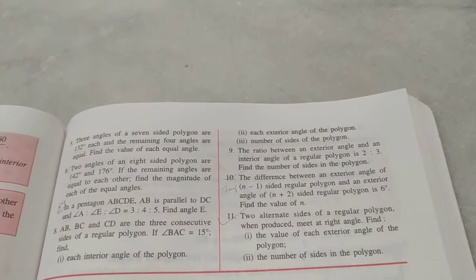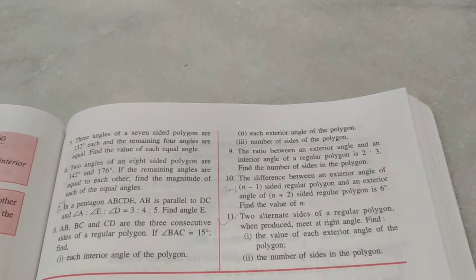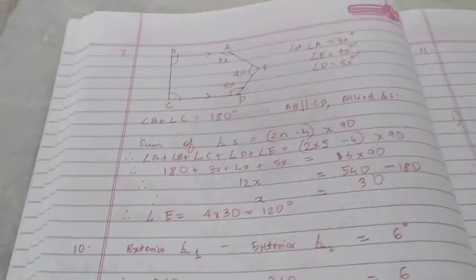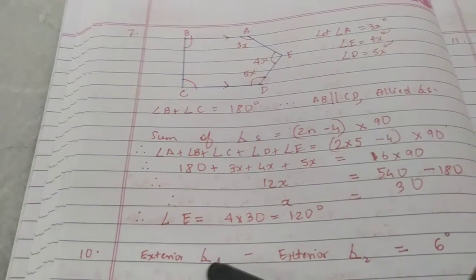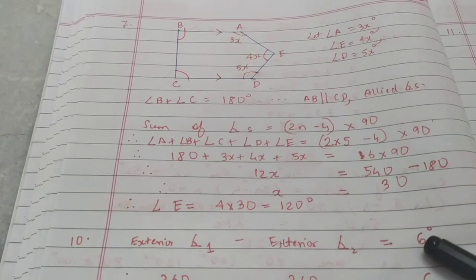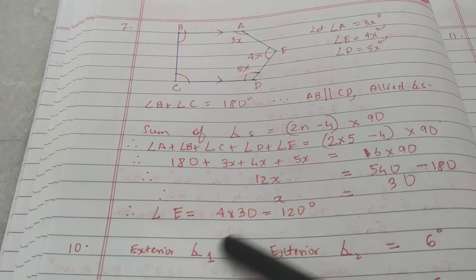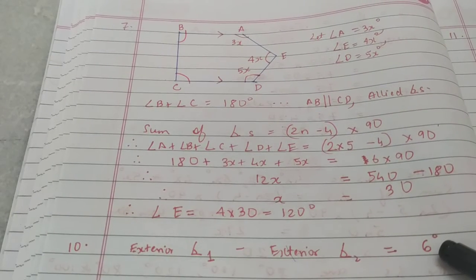Next, the 10th sum, which is also IMP. The difference between an exterior angle of n minus 1 sided regular polygon and an exterior angle of n plus 2 sided regular polygon is 6 degrees. Note that the word regular is used here. So the given data suggests that exterior angle of the first polygon minus exterior angle of the second polygon is 6 degrees. Make sure that this is a bigger angle and this is a smaller angle, because only then the difference will be a positive number.